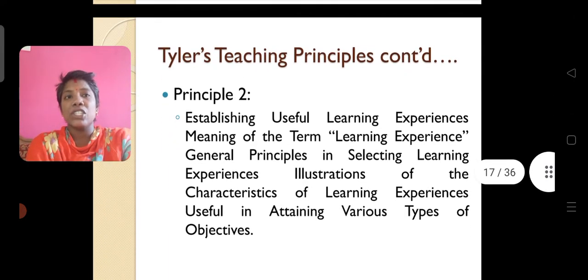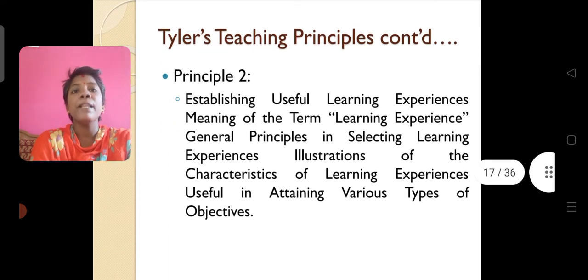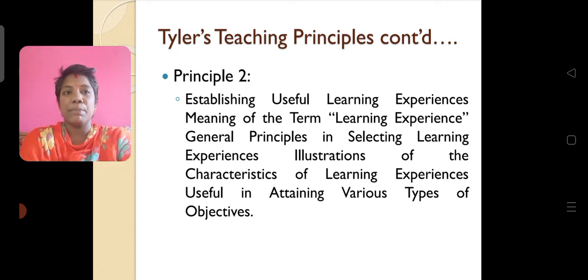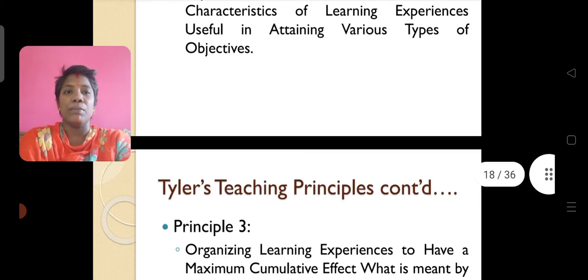Then Taylor's teaching principles, second principle, establishing useful learning experiences. Meaning of the term learning experience, general principles in selecting learning experiences, and illustrations of the characteristics of learning experiences useful in attaining various types of objectives.